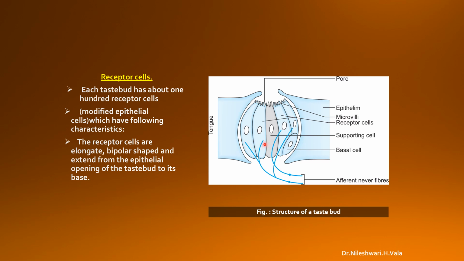So first of all, these are the basal cells, and these are supporting cells, and these are all taste receptor cells. First of all, receptor cells. Each taste bud has about 100 receptor cells, which are modified epithelial cells, and the receptor cells are elongated, bipolar shaped and extend from the epithelial opening of the taste bud to its base.